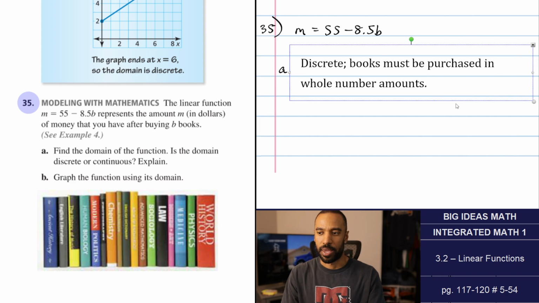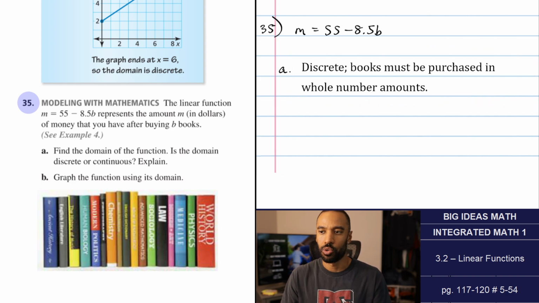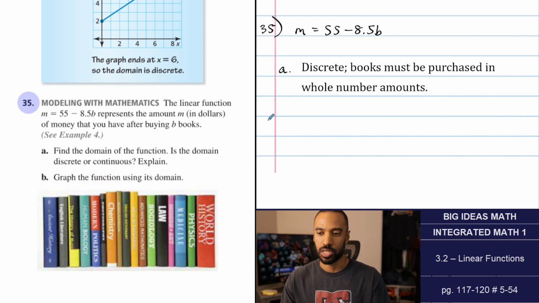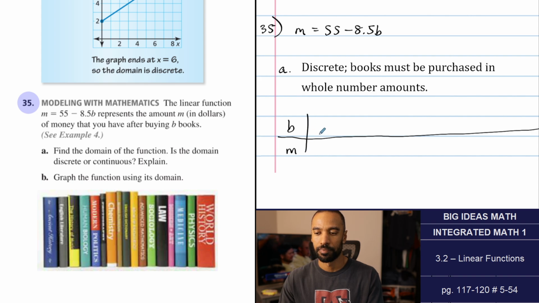Now, they said find the domain. Now, this might have to do with making a table. They did say graph the function, so we're going to have to probably make a table anyway. The reason I have to make a table is because I have to figure out how many books I can afford. The 55 there represents the amount of money you start with. And we will make sense of that when we start off this discrete set.